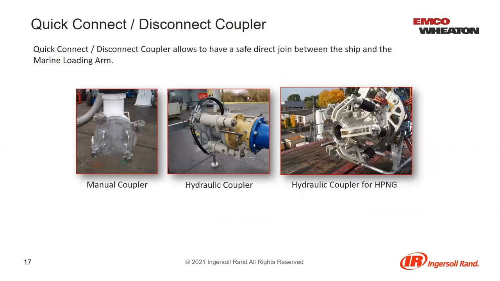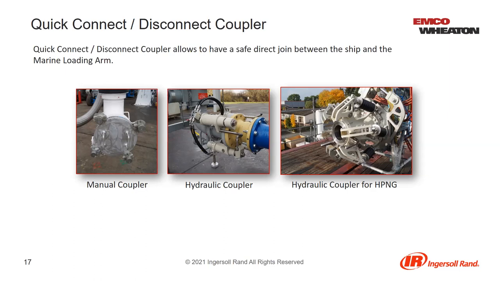Then the next part, which is the main connection between the loading arm and the ship, are the different types of couplers that we have. So we can offer just a bolted flange, which is maybe enough for your application, but we also have other types, which make it a little bit easier and faster to connect the loading arm to the ship, like a manual coupler equipped with cams that have to be closed when the loading arm is connected to the ship.